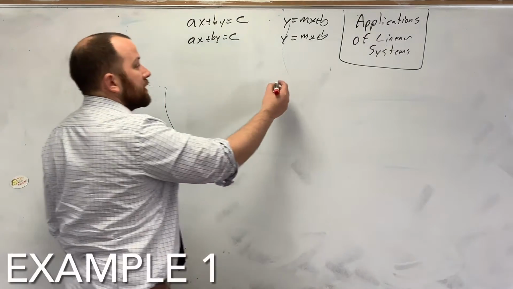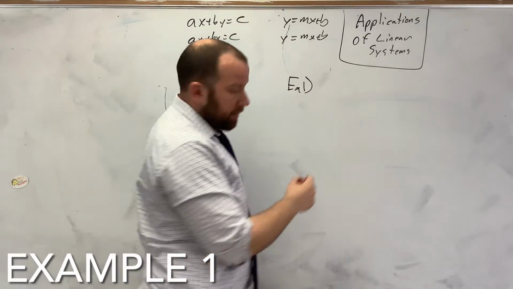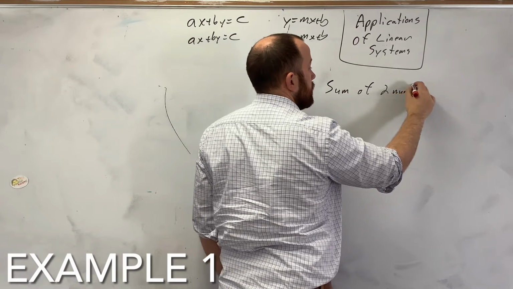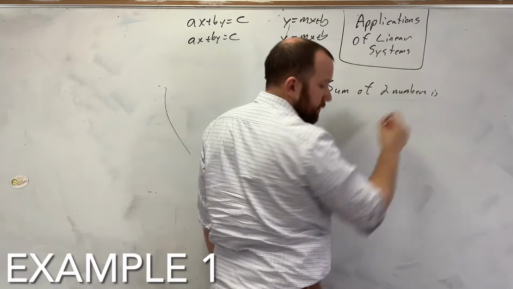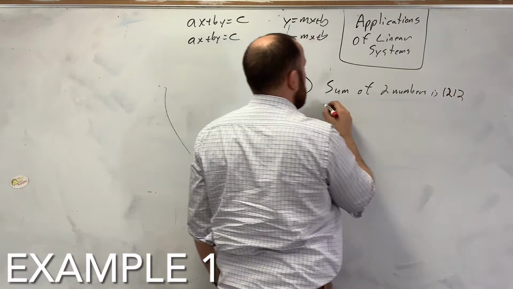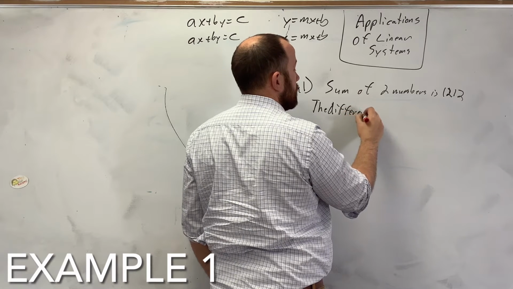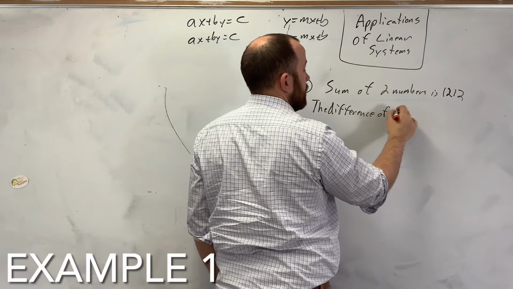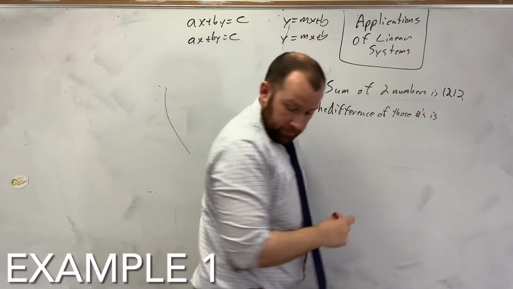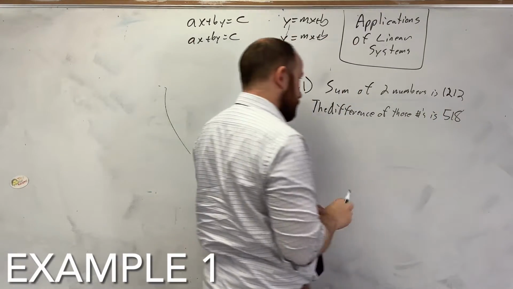So with my first example, we'll say the sum of two numbers is 1212. The difference of those numbers is 518. All right, so I'm looking for two equations here.